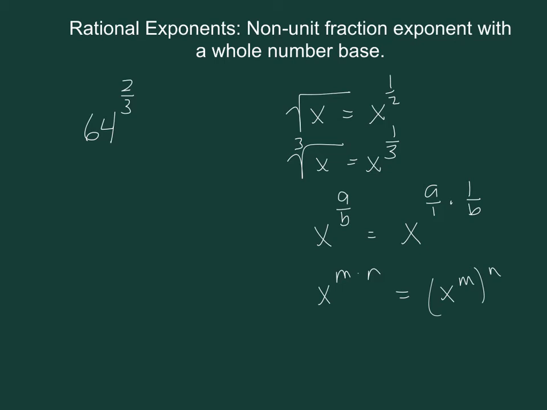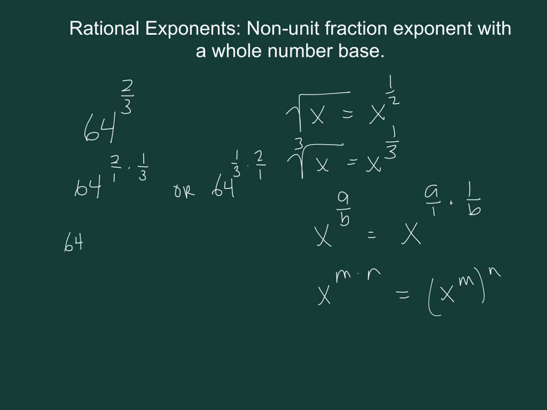So let's go to 64 to the 2/3. I know 64 to the 2/3 is going to be either 2 over 1 times 1 over 3, or I could write it as 64 to the 1 over 3 times 2 over 1. So I can utilize this in either direction. I'm going to solve both. You decide which one works best for you.